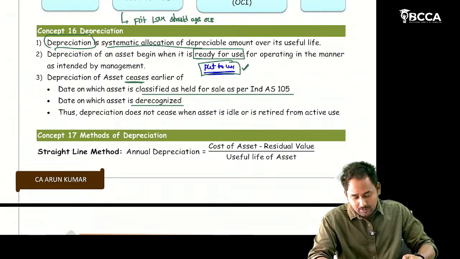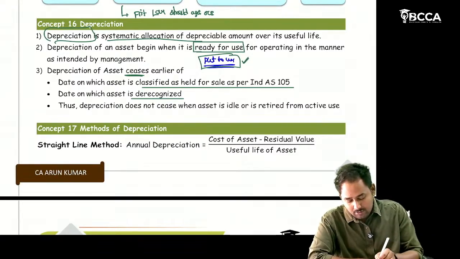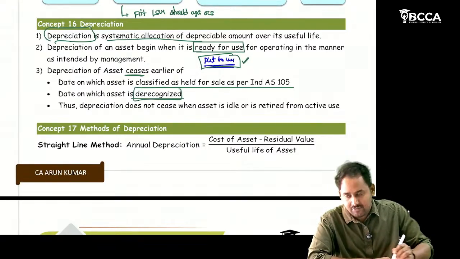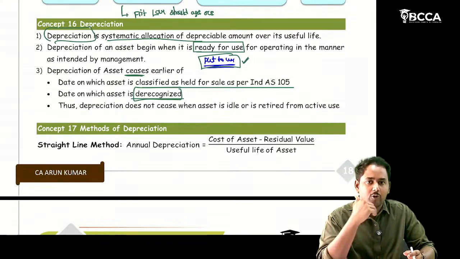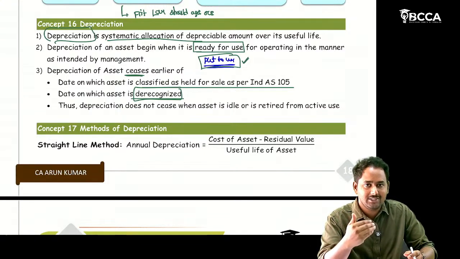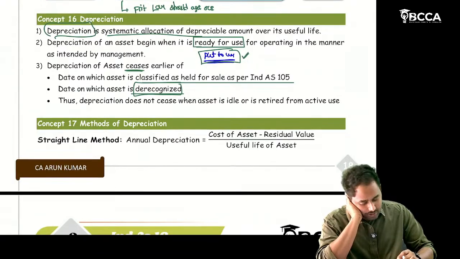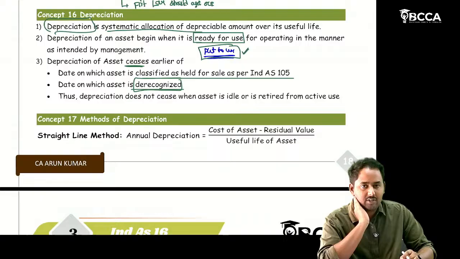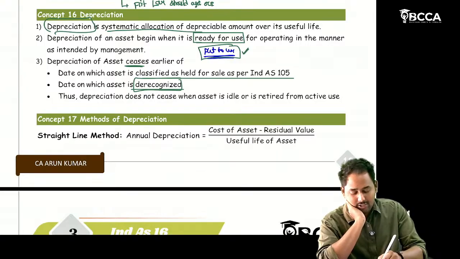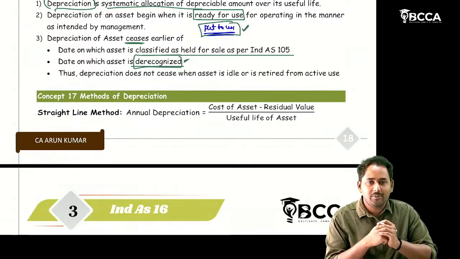Okay. For the derecognition of assets, there are several reasons. If you sell it, or if no economic benefits are going to arise from the asset, in those cases we should derecognize the asset. So what is the ending date of the depreciation? When the asset is classified as held for sale or the asset is derecognized. Okay. Then let's see what the methods of depreciation are.